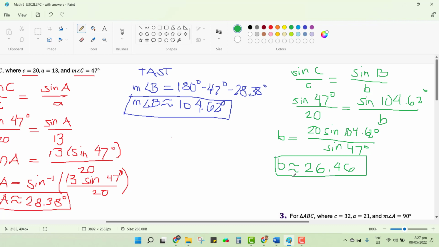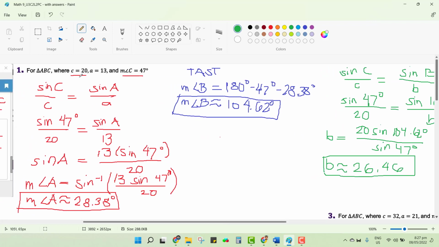Now, for this very long process, how would we know that our answer is correct or not? Always consider this concept that the side measurement opposite the largest angle is actually the longest. Let's look into that. Our side C is 20, side A is 13, and now our solved side B is 26.46. The longest side is 26.46, which is B, followed by C and A.